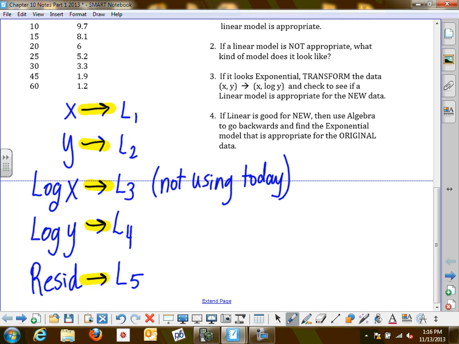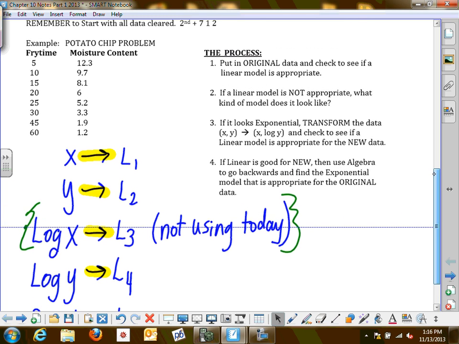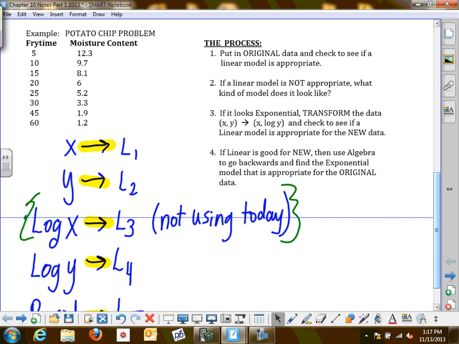Now, FYI, we're going to practice doing this little piece right here, but we will not use log of x's until Friday. But we know when we do, they're going to be waiting for us right there in L3. Okay, so here we go. Put this data into your L1 and L2. Do that now.